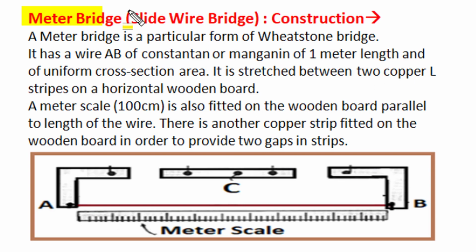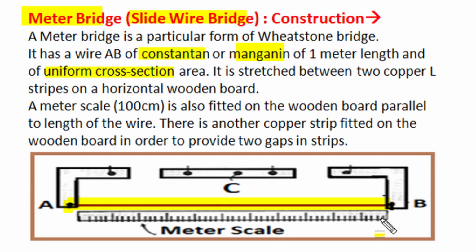Meter bridge or slide wire bridge is a particular form of Wheatstone bridge circuit. In construction, it consists of a wire AB of exactly 1 meter or 100 centimeter length. This wire is made of an alloy material, either constantan or manganin, having low TCR and high resistivity. All through the length, this wire has a uniform cross-section area.